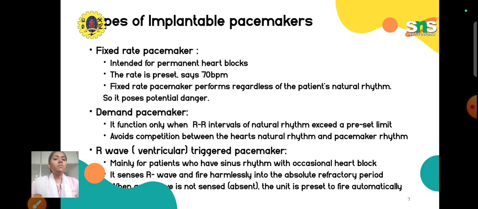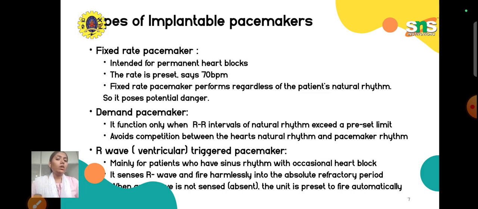Okay. So apart from these two, there are other types of implantable pacemakers also. One such is the R-wave ventricular triggered pacemaker. This type of pacemaker is mainly used for patients who have sinus rhythm with occasional heart block. That means those people will have a normal rhythm. All of a sudden, this type of patient will get an occasional heart block. So this type of patient will be dealt with using the R-wave triggered pacemaker.